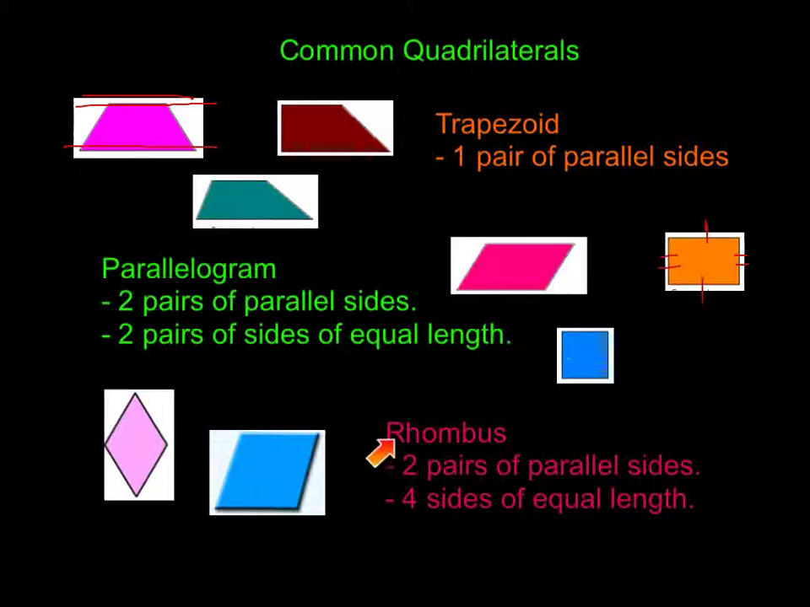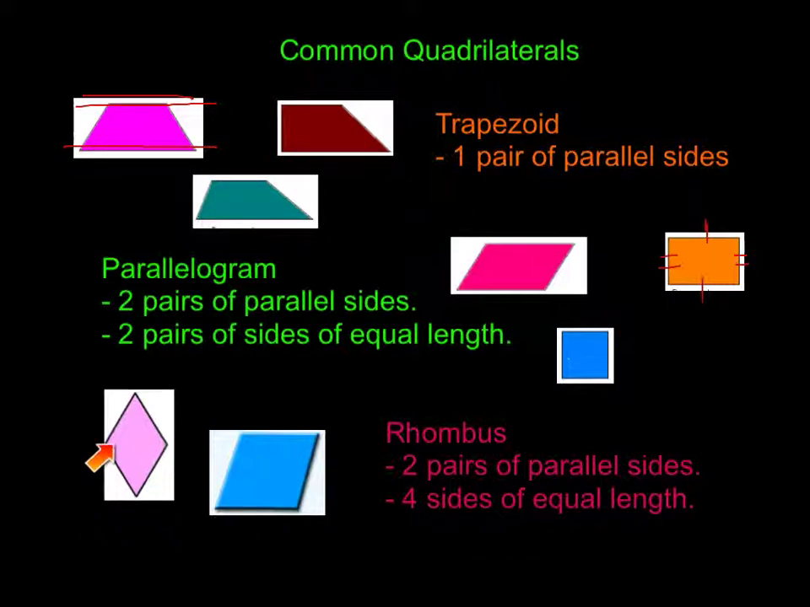Our next one here is a rhombus. A rhombus has 2 pairs of parallel sides and 4 sides of equal length. So a rhombus has all 4 sides equal in length, and they have 2 pairs of parallel sides. So in this case, we could say this parallelogram here is a rhombus because these sides are all equal in length. Only a parallelogram that has all 4 sides equal in length will count as a rhombus also.